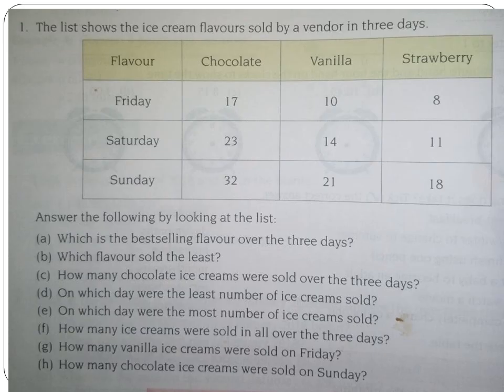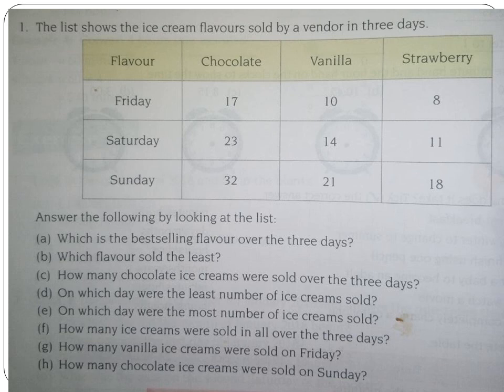Now you have to take page number 158 in New Guided Mathematics textbook. It's given. Let's recap. The list shows the ice cream flavors sold by a vendor in 3 days. Everybody likes these flavors, right? Everybody might have tasted it also. So here you can see there are 3 flavors: chocolate, vanilla, strawberry. And days: Friday, Saturday and Sunday.